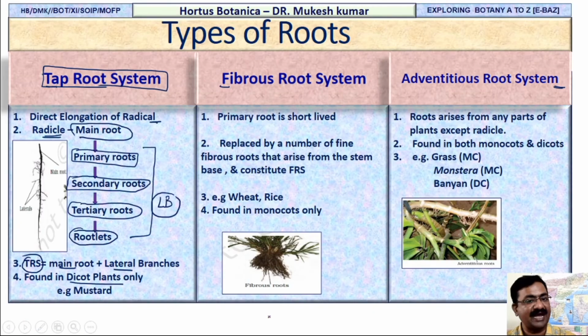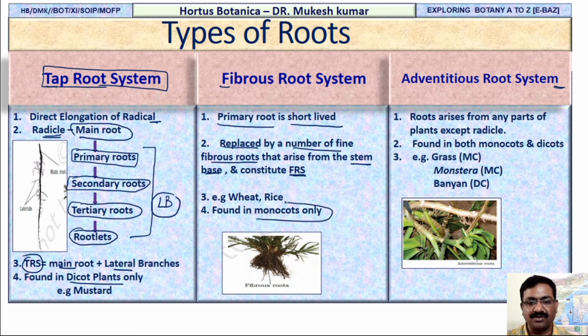The same thing I have mentioned here. Yes, locate, try to understand. What is fibrous root? The primary root is short-lived, so it is replaced by a number of fine fibrous roots that arise from the stem base and constitute the fibrous root system. So it is found in monocots only, for example wheat and rice. So this is only monocot, this is only dicot.